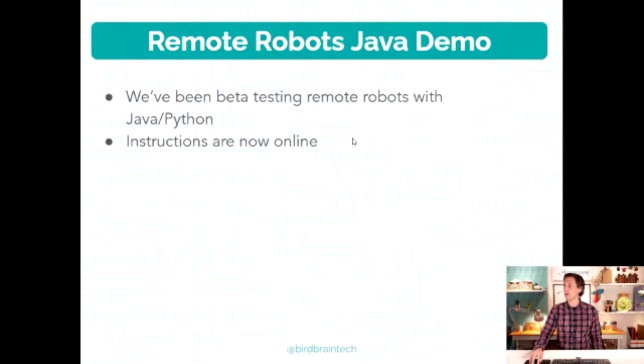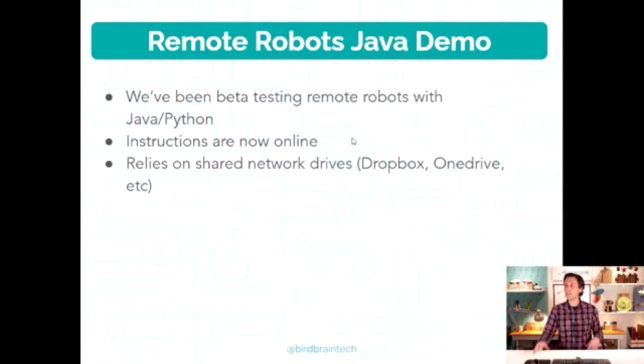robot tutorial. The difference between how it works with NetsBlocks and how it works with Python and Java is that the Python and Java remote robots implementation is really reliant on shared network drives. So that can be Dropbox, it can be OneDrive. Your school may have a custom network drive setup or system.